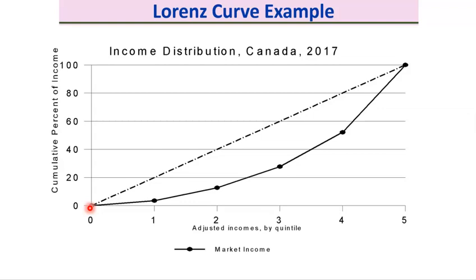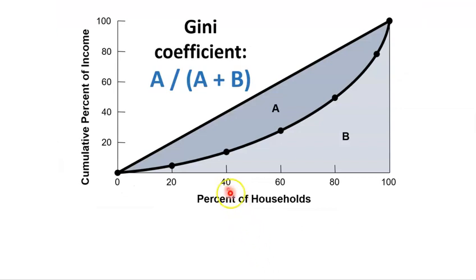Now, nobody's saying that income should be evenly distributed across everyone, but that's simply, as I say, a reference point. So how far away this Lorentz curve is from this line of equality tells us something about how unequally income is distributed in Canada. That is market income. Okay, there's a number we can calculate using that, and that is called the Gini coefficient.